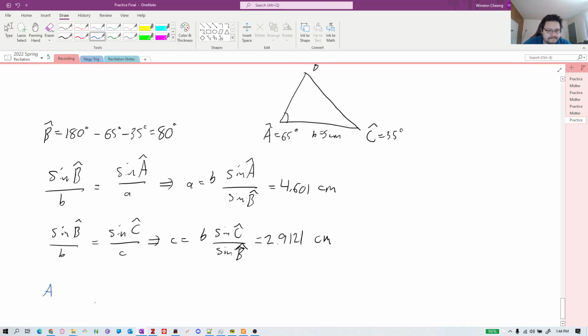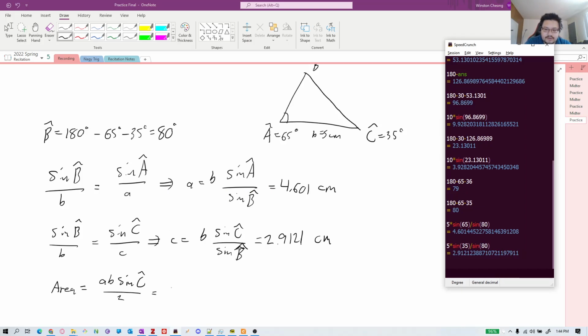So area, let's say AB, what's the formula? AB sine C over 2. We know B precisely, so we just need B in there, or we would prefer B in there somewhere. So I guess just plug it into a calculator.